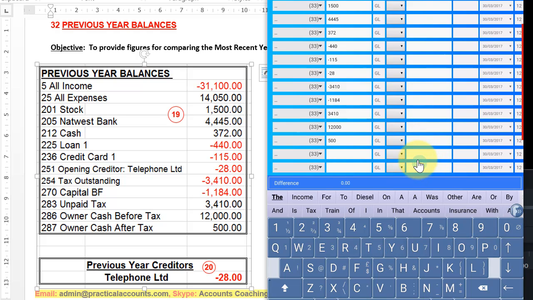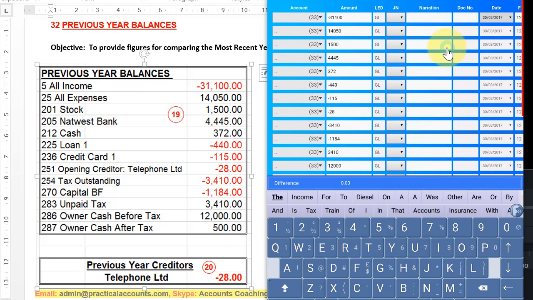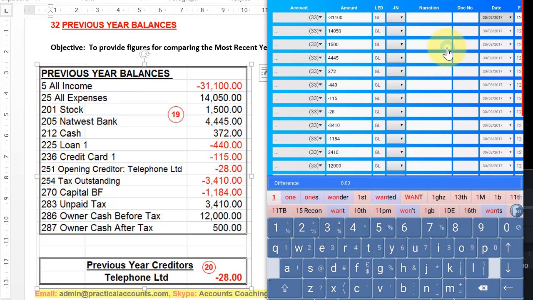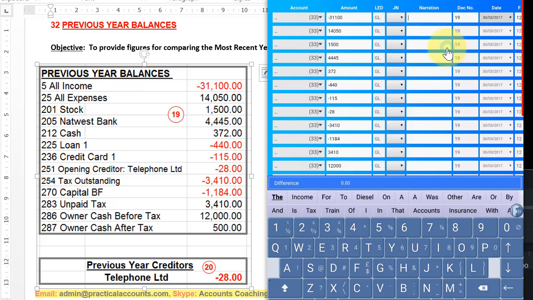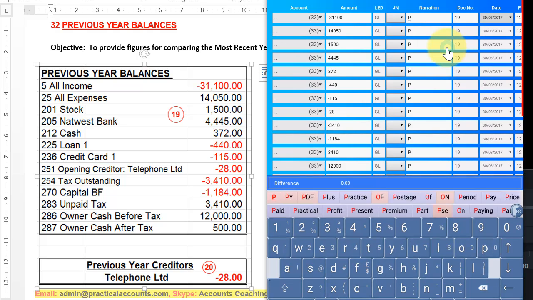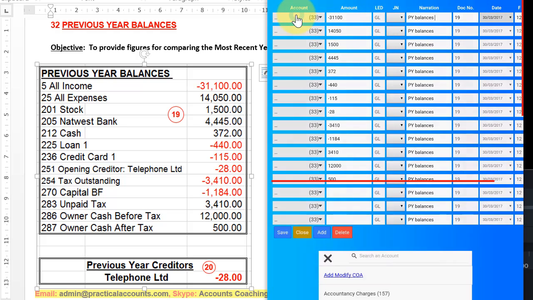So we've got a zero difference, and now we are done with the amounts. Okay, now let's scroll up and sort out the narration, and then we shall end with the accounts. Now the document number is 19, and the narration should be previous year balances. We can type PY balances. We use the text prediction.